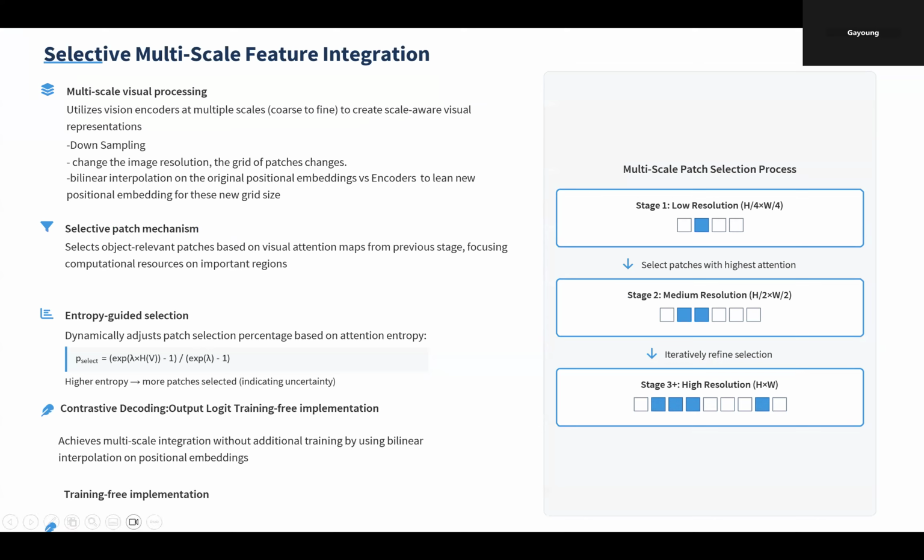So for multi-scale visual processing, as I mentioned, the model will create scale-aware visual representations by downsampling and changing the image resolution, and the grid of patches also changes. Then the problem is that the grid of patches is changing.